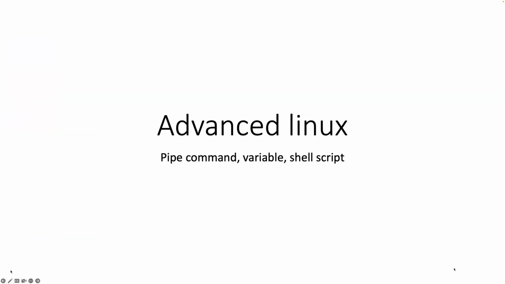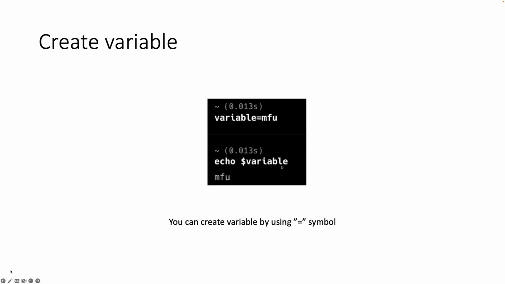Hello guys, in this class we were talking about Advanced Linux. We were talking about pipeline command, variable and shell script. First off, we will start with how to create variable. You can create variable by variable name equal to the content that you want it to store. And if you want it to print out, you need to use $ sign followed by variable name, and it will show the content inside this variable.